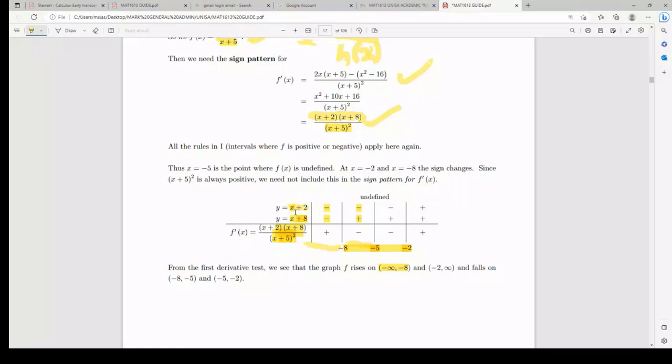So you can see the cumulative effect of that is that the first derivative is positive for the interval minus infinity to minus 8, so it's increasing over that interval. However, it's negative for the interval minus 8 to minus 5, which means it's falling there, it's decreasing. And again, decreasing right through for minus 5 to minus 2. And then it rises again for the interval minus 2 up to infinity. Okay, so that's what the first derivative test shows you there. Are you guys clear on that, guys?